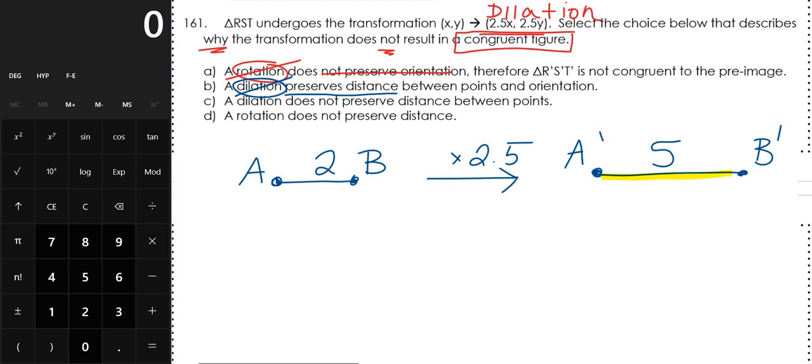C. A dilation, so I like the fact they're talking about the dilation again, does not preserve distance between points. That's exactly it. A dilation does not preserve distance. That's the definition of a dilation, is that it changes the distance between points. So I'm selecting choice C right now. Let's check the last one. A rotation does not preserve distance. Well, a rotation does preserve distance. It doesn't change the size of an object. A line segment will be the same length after it's rotated. So that's not correct. It's only choice C. Okay, let's move on.